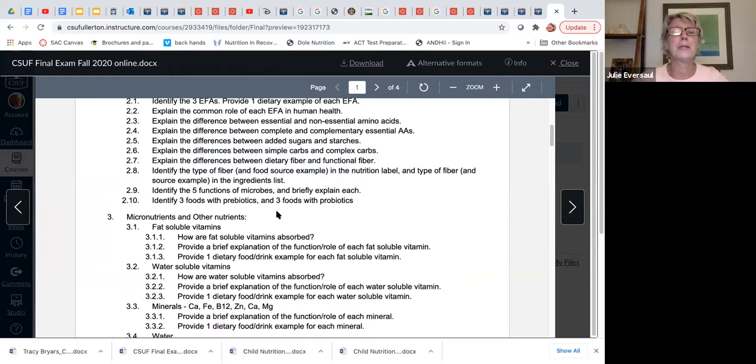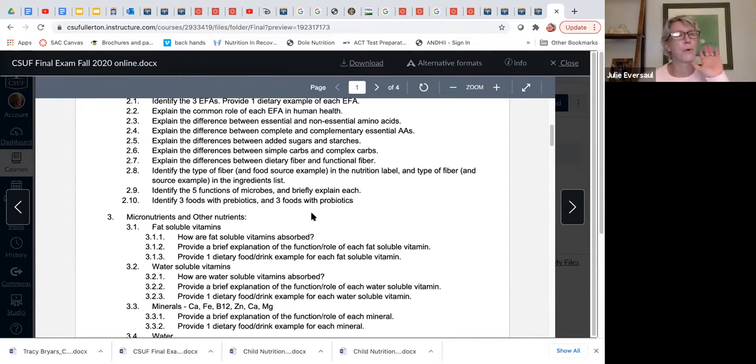All right, section 3 is your micronutrients. We're breaking it down into fat-soluble vitamins. How are fat-soluble vitamins absorbed? An explanation, folks, when I say provide a brief, I'm being literal because all of this should be really succinct and to the point. Please don't write anything long. I have to grade all this, okay? So how are fat-soluble vitamins absorbed? You can say this in a very brief sentence. Provide a brief explanation of the function role of each fat-soluble vitamin.